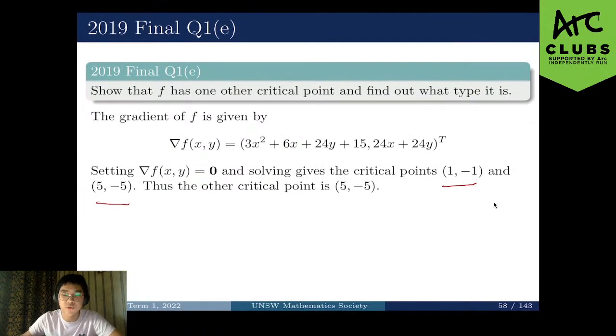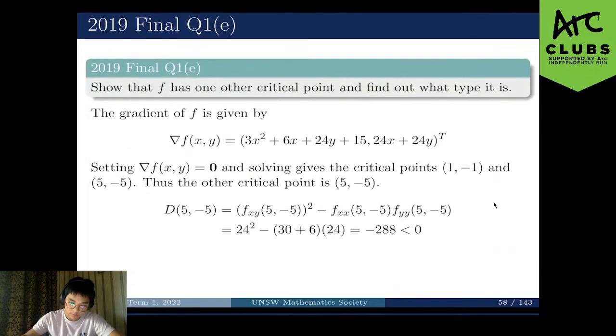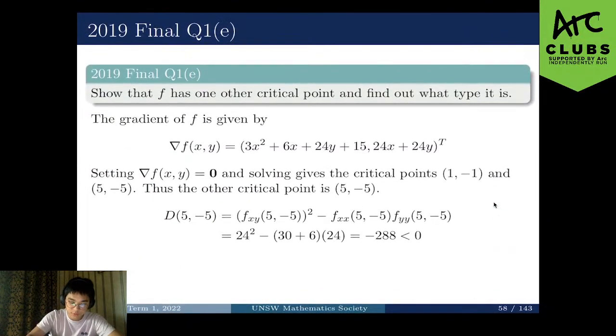And to find out the type, we're just going to do the second derivative test. So the discriminant of (5, -5), it's just the same thing. We just sub the values of the point (5, -5) into the second derivatives, and we end up getting the discriminant is negative. So this means that (5, -5) is either a local minimum or maximum.